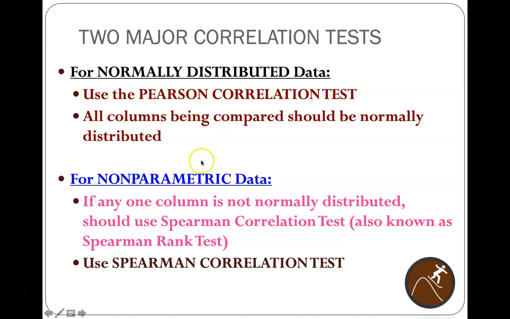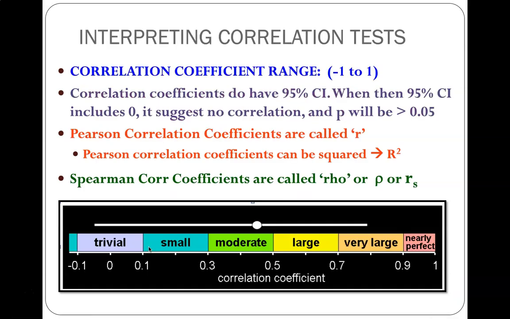If the data are skewed or don't fit the bell curve, the non-parametric method is the Spearman correlation test, sometimes known as the Spearman Rank test or the Spearman Rank order test. And we can force Excel to do that, and I'll show you that here in a minute.